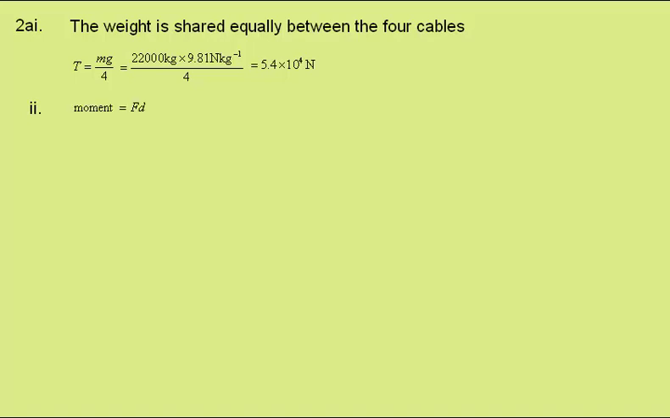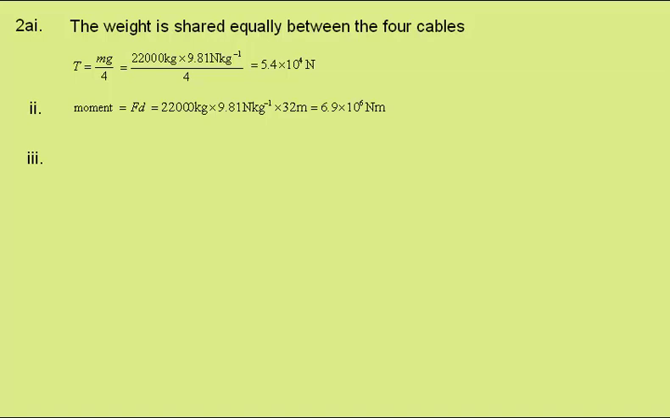Well, for this, we use moment is equal to force times distance, the force being the weight of the container, its mass, multiplied by the gravitational field strength, multiplied by the perpendicular distance from point Q, which is 32 meters. This gives a moment of 6.9 times 10 to the 6 newton meters.